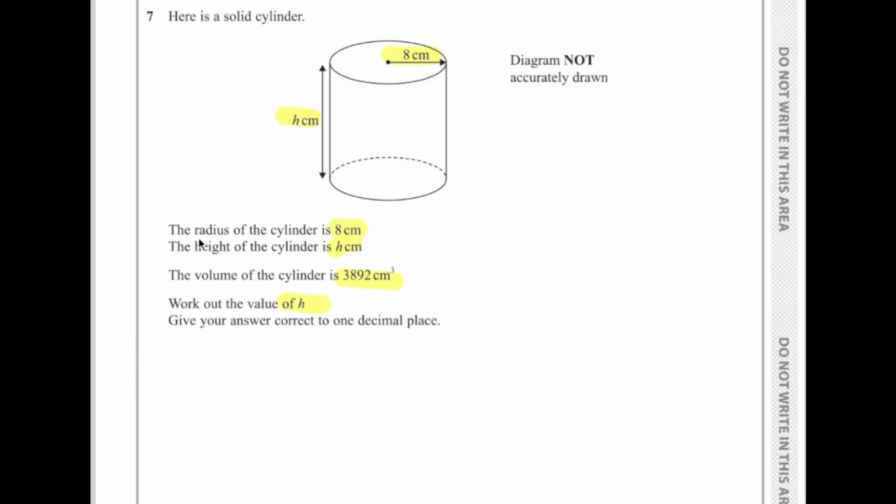How do we get it? In this question, we've been given a hint here. The volume of the cylinder is 3,892. So when the hint is provided, start off with the hint, then we can create an equation, always, in this mensuration question.